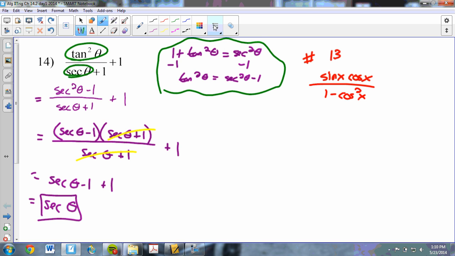Well, let's see. 1 minus cosine squared is sine squared. Maybe I'm not sure what you're missing here, but one sine can cancel one sine. You get cosine over sine, and that's cotangent. Yeah, 1 minus cosine squared is sine squared.